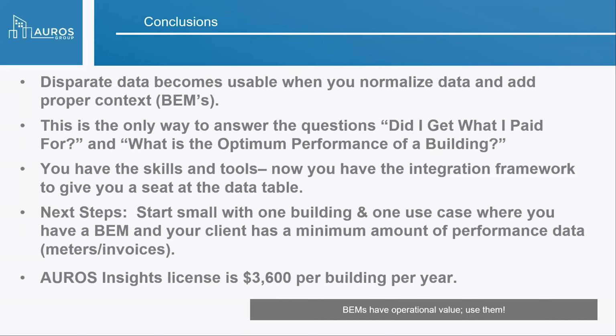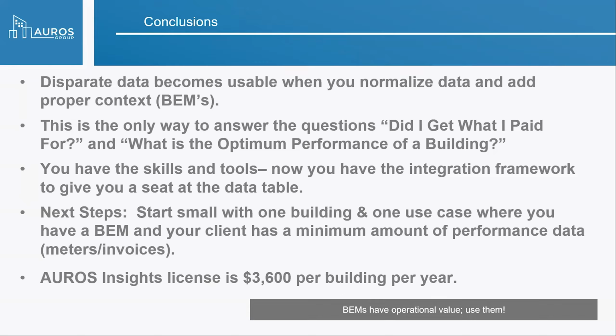This $3,600 per building per year is the license for using the AUROS program. Correct. So we have patents on the integration of simulation and the work that we just demonstrated for you. So what we would do is license that to you for $3,600 per building per year, and it would come with the integration, normalization, and the user interfaces. So if you were doing a campus, it'd be $3,600 per building on the campus.